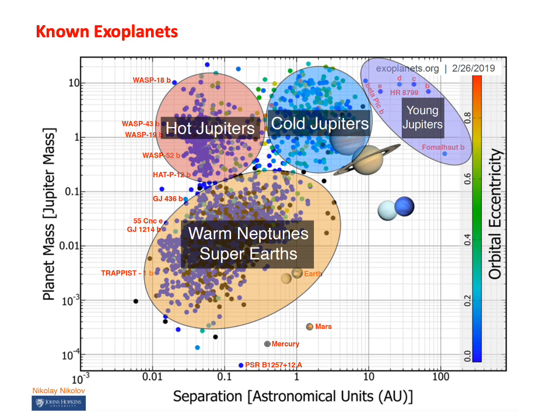And then you have cold Jupiters, like our own Jupiter, which are further out and therefore are much cooler. And then you have this weird body called young Jupiters. These are in stars that are still forming their planetary disks. So anyway, this is an interesting diagram showing you the distributions of planets. Now, as far as the color coding, it has to do with how out of round the orbits are.